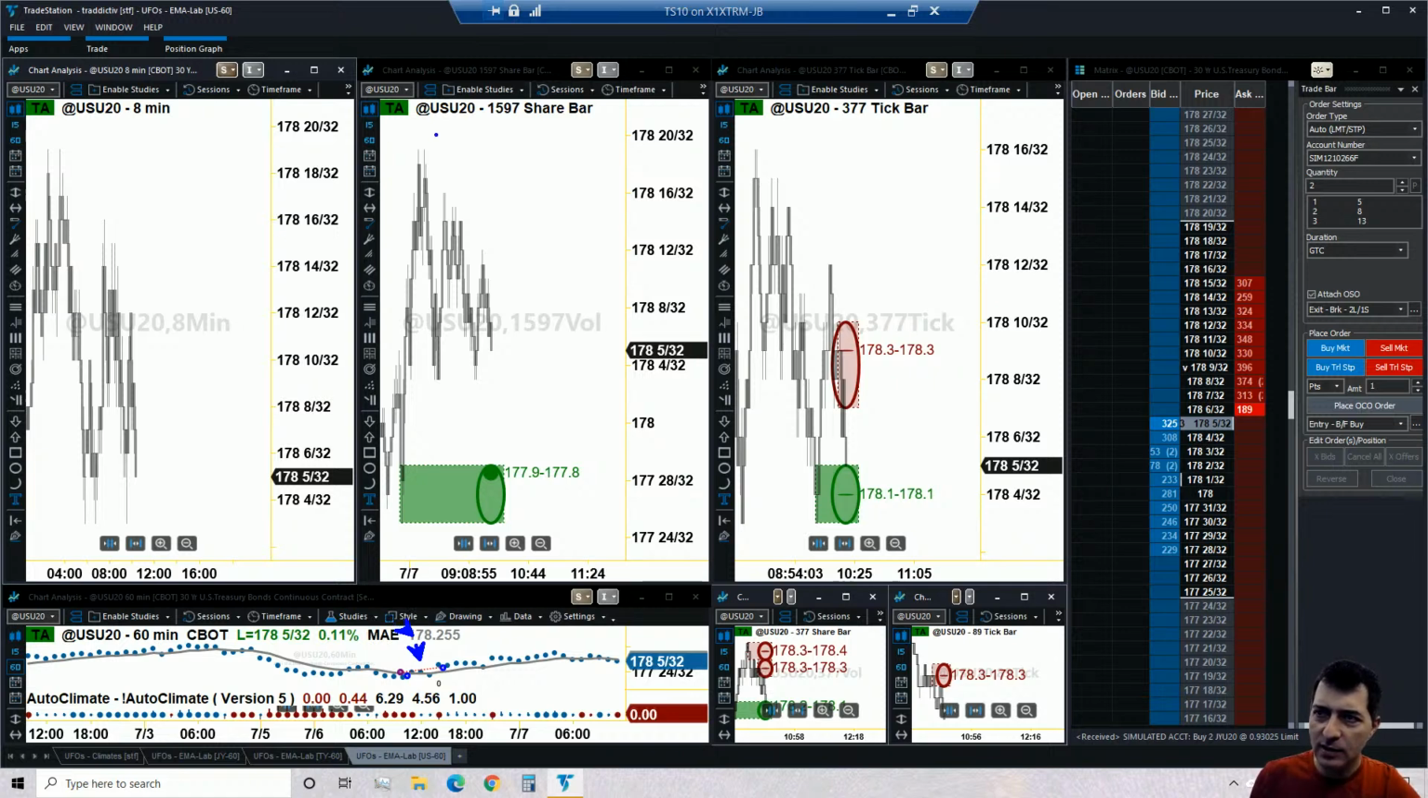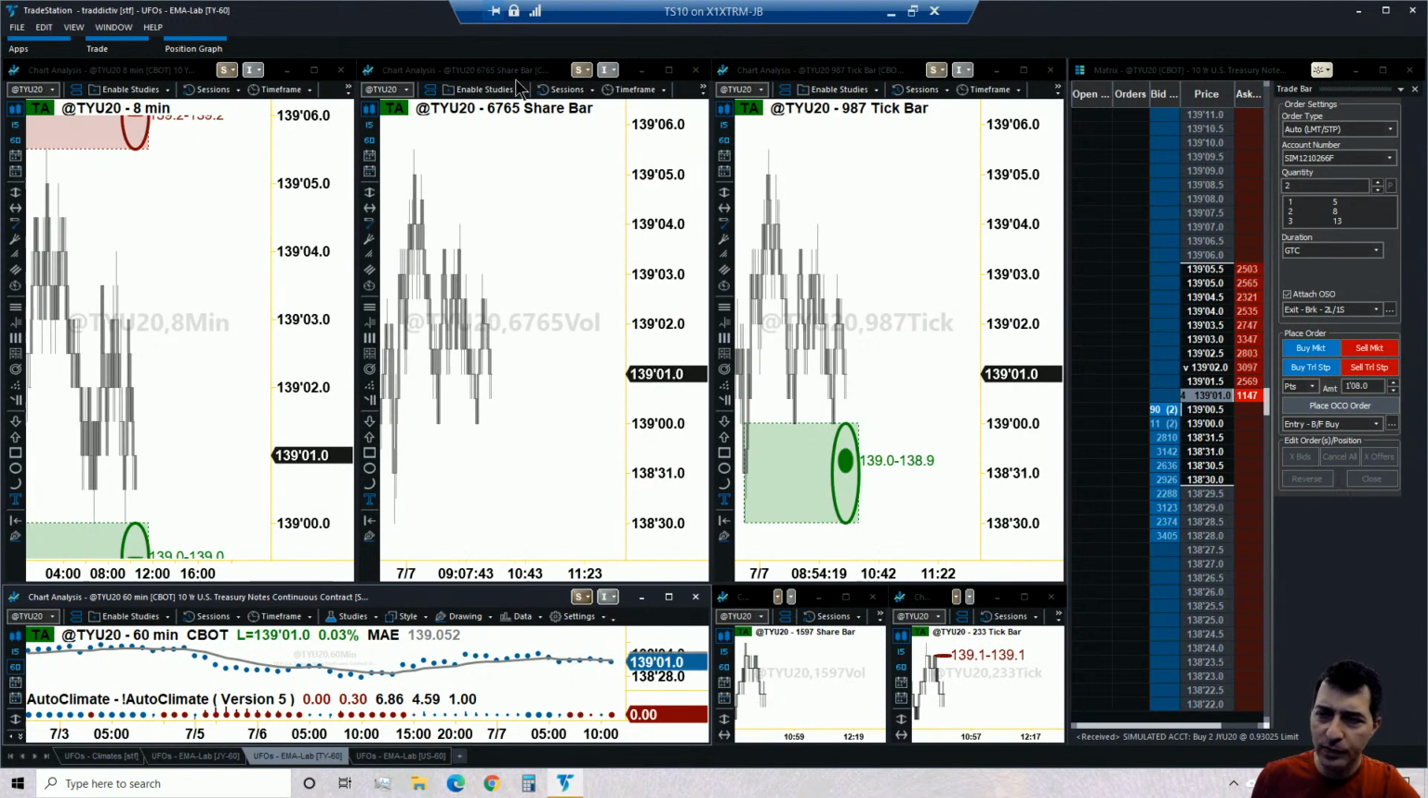But with the US, notice the symbol I'm using here is USU20. Okay, USU20. With the TY, we should be using the same expiration date, which is U, so TYU20. Okay, so let's begin with the TY. What do we have with the TY? Well, with the TY, we have a down climate started 20 minutes ago with a new 60-minute time frame candle. Okay, that's when it started.